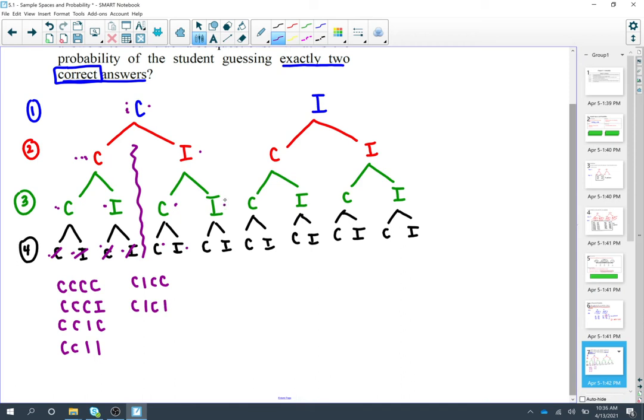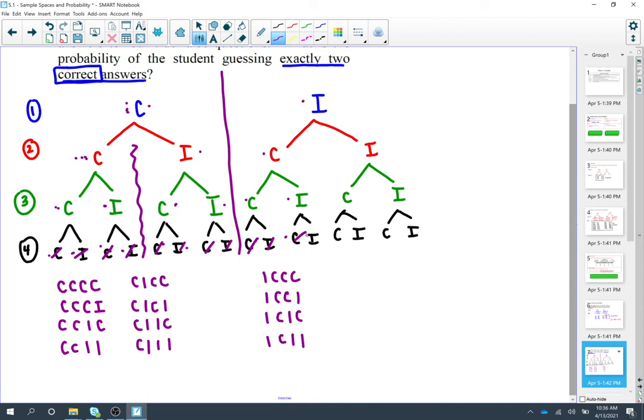Now we're going to move over to here. So C, I, C, C, I, which just took care of those 4. Now we're moving over to our other half, which means we're going to start with incorrect. So I, C, C, C. I, C, C, I, which was those 2. I, C, I, C, I, C, I, which was those 2.